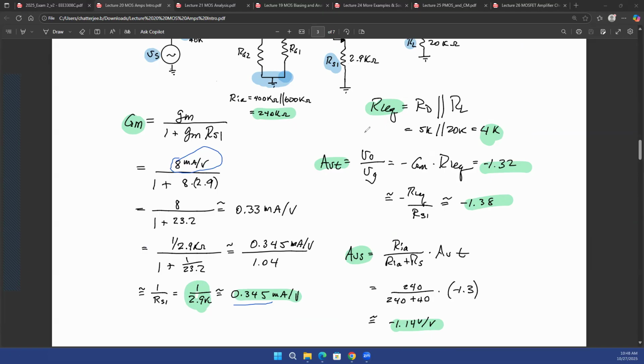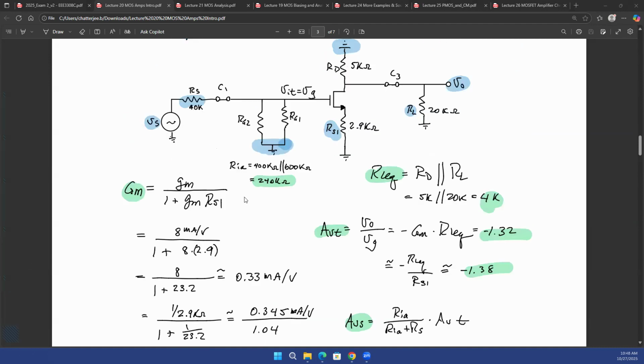And then you found out your equivalent RL, the equivalent load resistance at the output. What was the output terminal? The output terminal was this drain terminal. So looking into the drain terminal, looking up, you'll see RD, which is 5 kilo ohm. Looking down, you see the drain terminal of the MOSFET. And we'll prove this today, that looking into the drain terminal of the MOSFET, you'll see a resistance of RO. RO is the output resistance of the MOSFET.